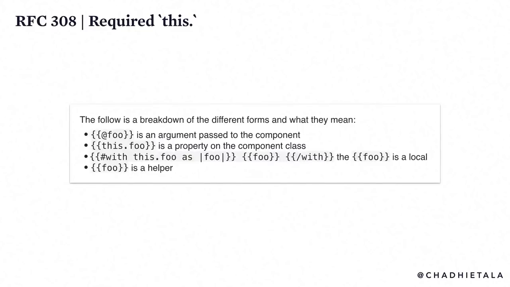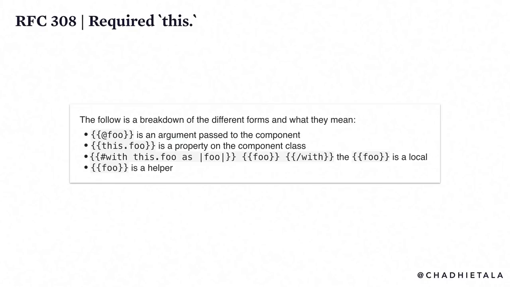So you don't know. What this RFC carves out is, what does that thing mean? As we talked about before, we have the at symbol to say this is an argument that's being passed to you. This dot foo, or the variable name, is always talking about the thing that is on the class. And if you have a with or a let statement, anything that is in the block or yielded out from block params is a local.